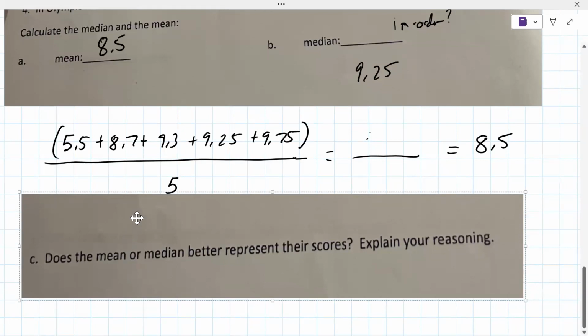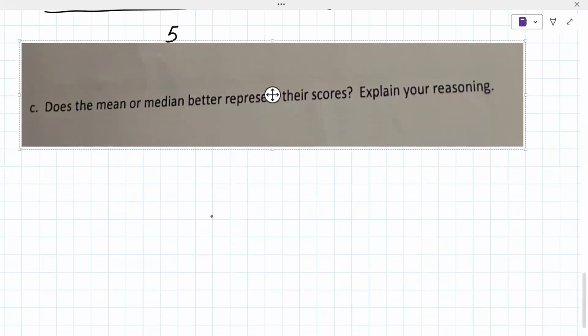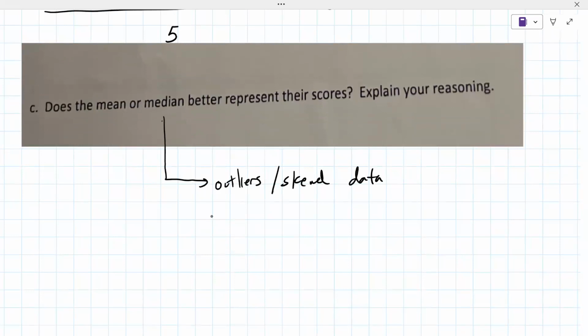Well, I think we just said that the median you just have to order, while the mean you have to just divide. Okay, so the median is better when there are outliers or skewed data. Did you guys talk about either of those words? Outliers, skewed data? Don't think so.